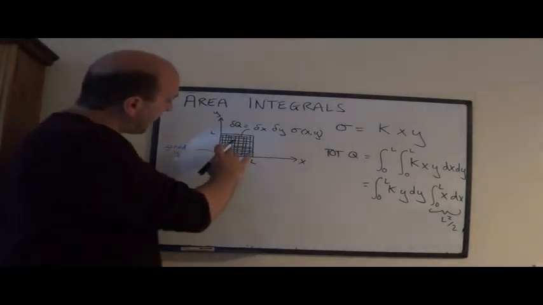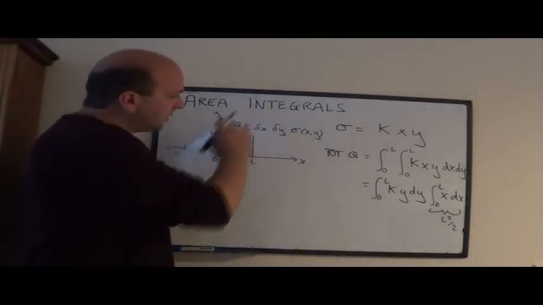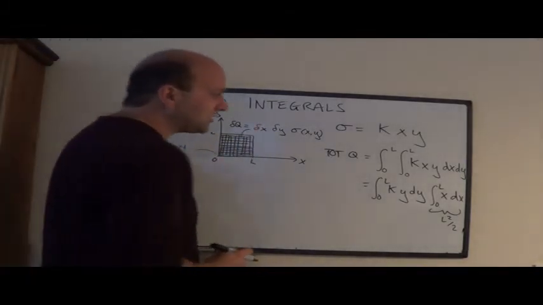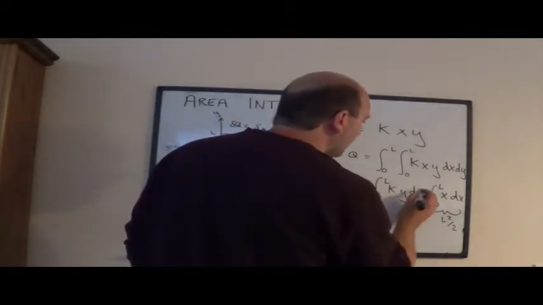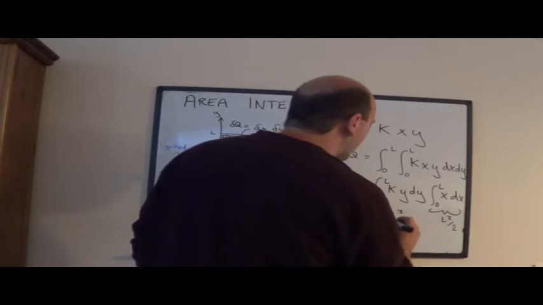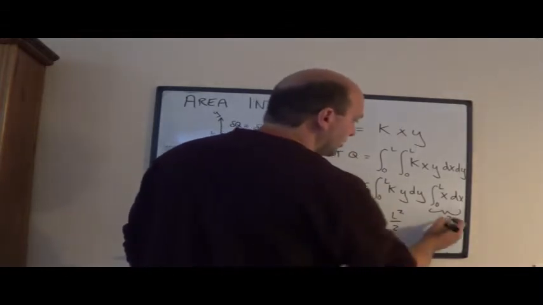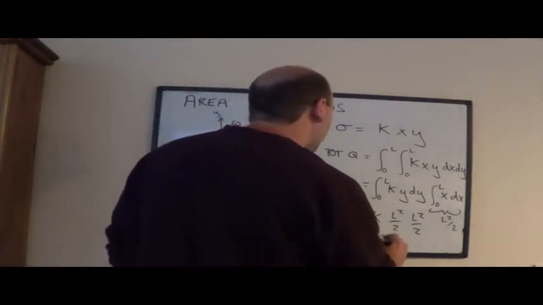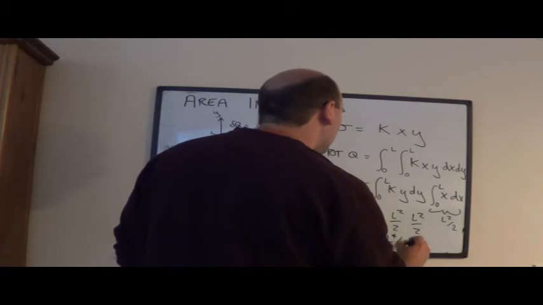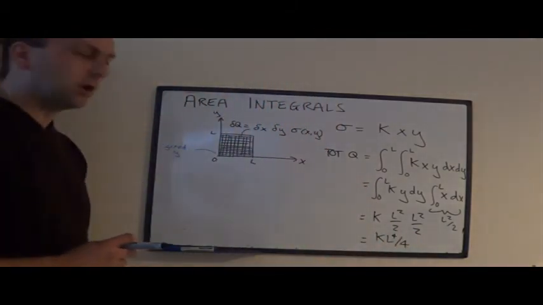2. Now I can again sum those strips going upwards by doing the y integration. The k comes along for the ride. I again get L squared over 2 from the y integration, and there's the L squared over 2 from the x integration, giving me the answer of k L to the 4 upon 4, which is the total charge.